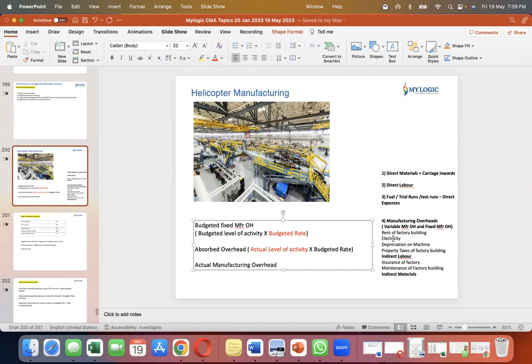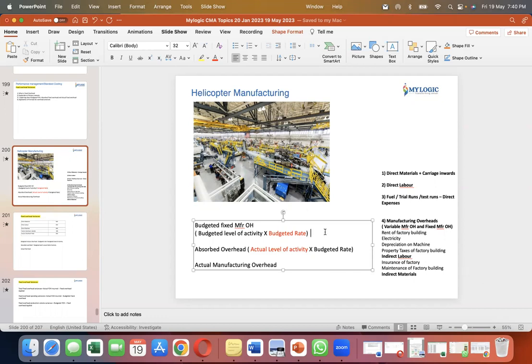I repeat once again, listen carefully. There will be something called budgeted fixed manufacturing overhead, which we identify at the beginning of the period, even before we start production. Second, at the end of the period, you will have some actual manufacturing overhead. In between, to close the books in the interim, we identify something called absorbed overhead, which is nothing but actual level of activity into budgeted rate. We derive this absorbed overhead.